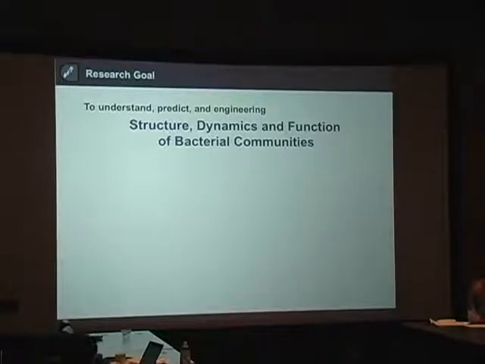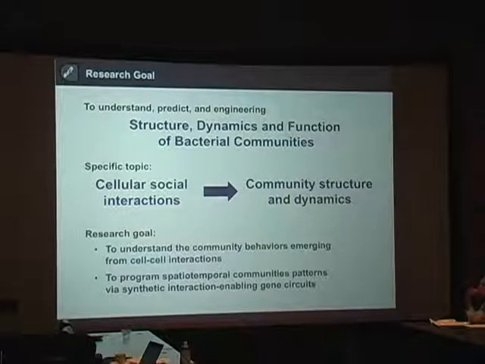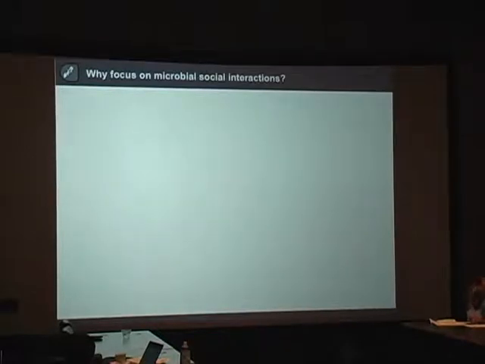Towards that, in the overall picture, we have a specific interest in understanding the relationship between cell social interaction and the structure and dynamics of communities. Our ultimate goal is to understand the emergent behavior coming from cell interaction and also ultimately to program spatial temporal patterns in communities with synthetic gene circuits. To achieve this goal, we want to start with bacterial social interaction.